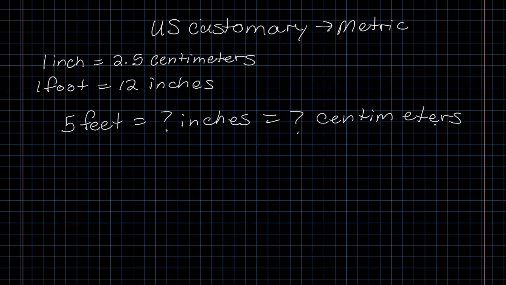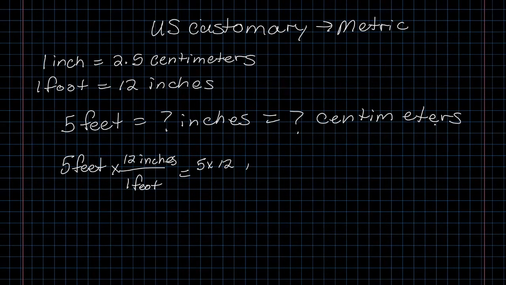So if we have 5 feet, how many inches is that? Well, we take 5 feet times, and remember we can multiply by anything that equals 1 because it's a number over itself. So we could put 1 foot down here, and we can put 12 inches up here. So now we have 5 times 12 inches, because feet canceled out and anything over 1 is still 1. So that is 60 inches.